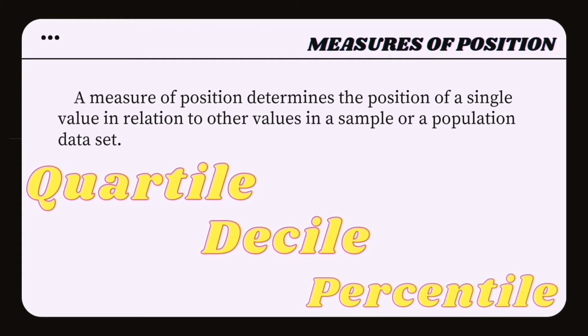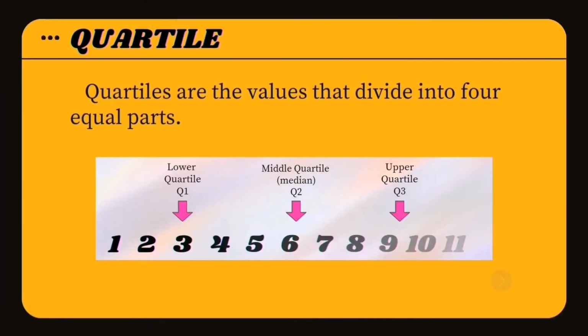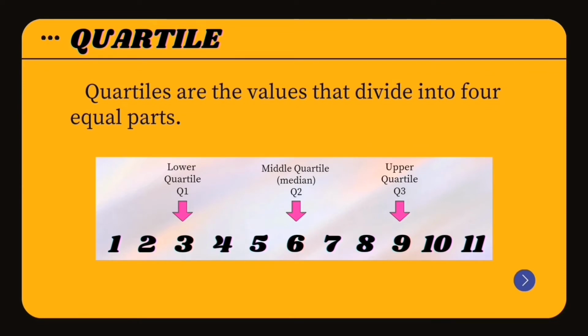Measures of position. A measure of position determines the position of a single value in relation to other values in a sample or a population dataset. So we have quartile, decile, and percentile. Let's discuss quartile first. Quartiles are the values that divide the data into 4 equal parts.